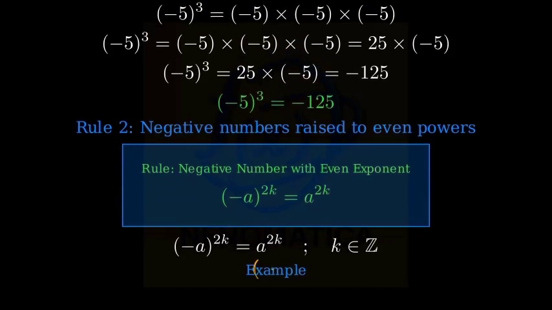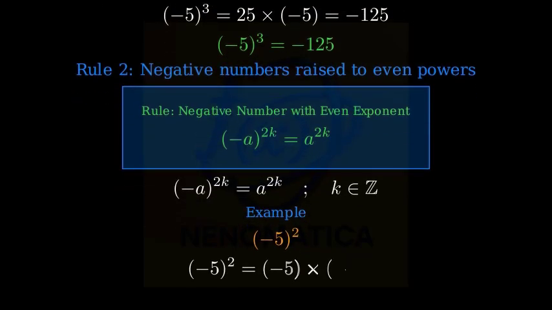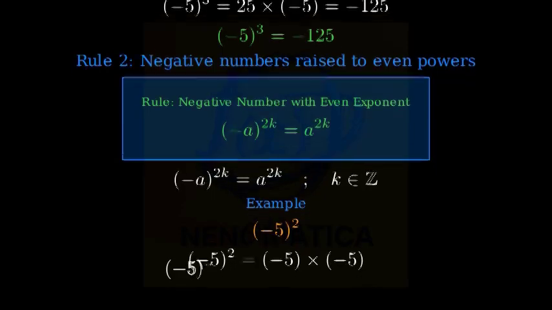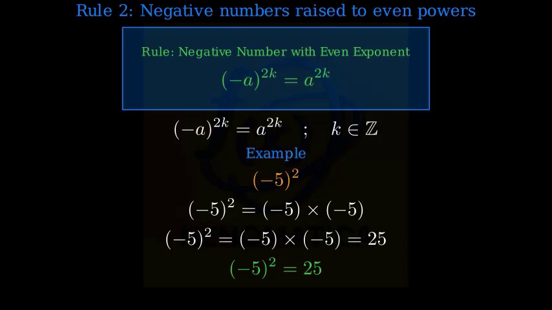Let's see an example of this. Let's calculate negative 5 squared. Since 2 is an even number, the result will be positive. We calculate negative 5 squared as negative 5 times negative 5. When we multiply two negative numbers, the negatives cancel out, and the result is positive. So, negative 5 squared equals 25, a positive number. This confirms our second rule. When a negative number is raised to an even power, the result is positive.